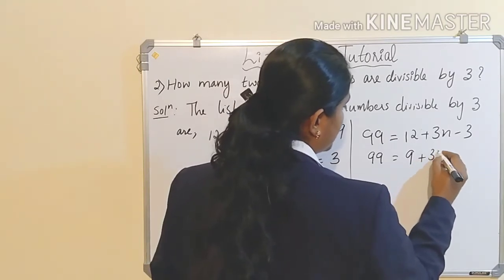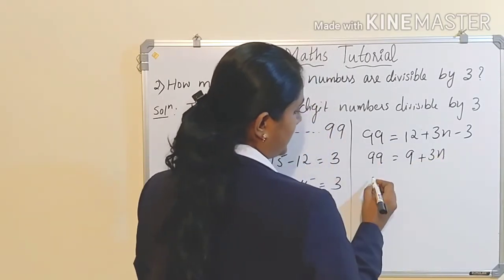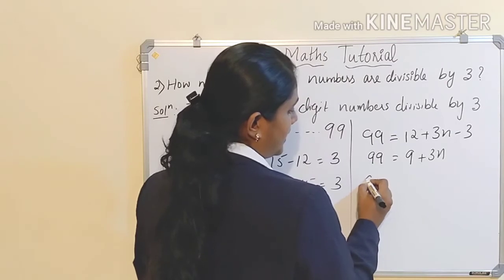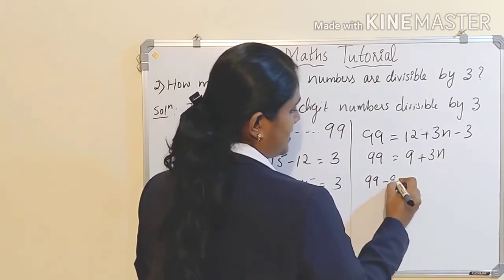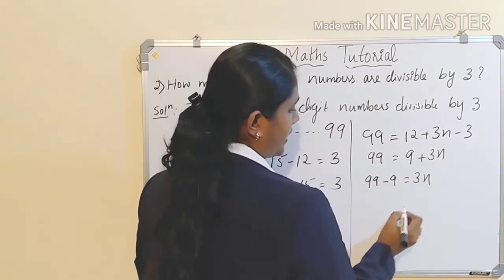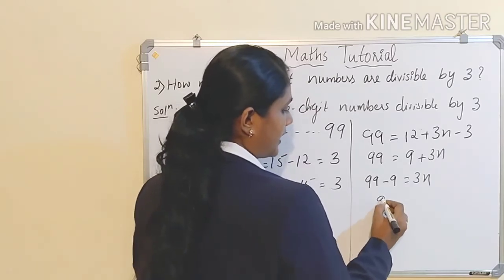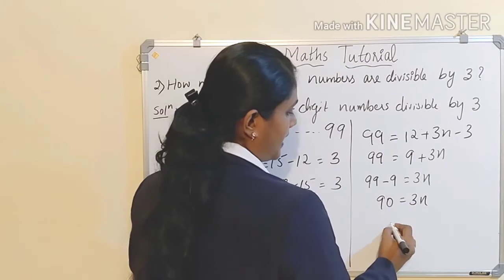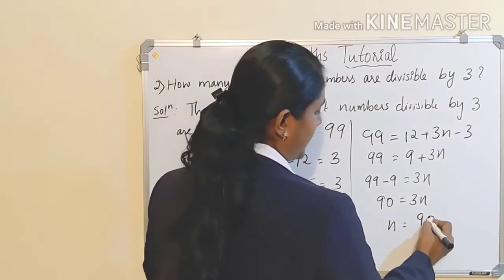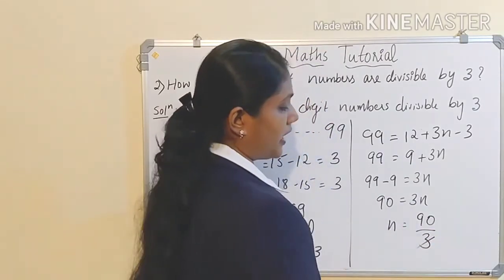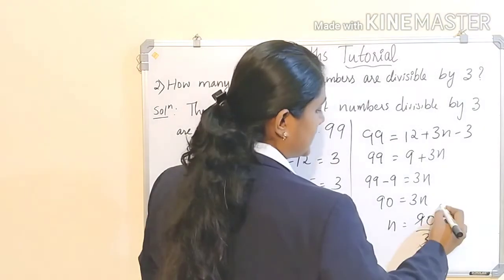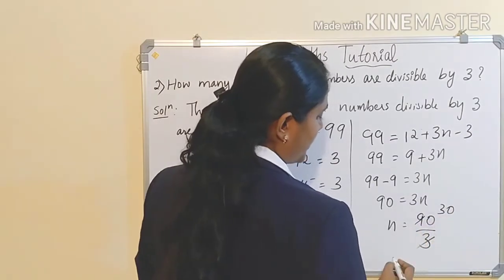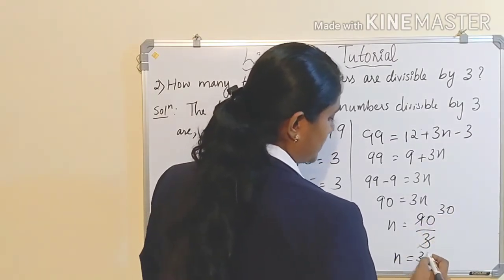Then plus 3n. Bring this 9 to this side, so you will get 99 minus 9 is equal to 3n. So 99 minus 9 goes, you will get 90 is equal to 3n. So what is n? n is equal to 90 by 3. So 3 how much are? 3 nines are 9, so 0. So n is equal to 30.